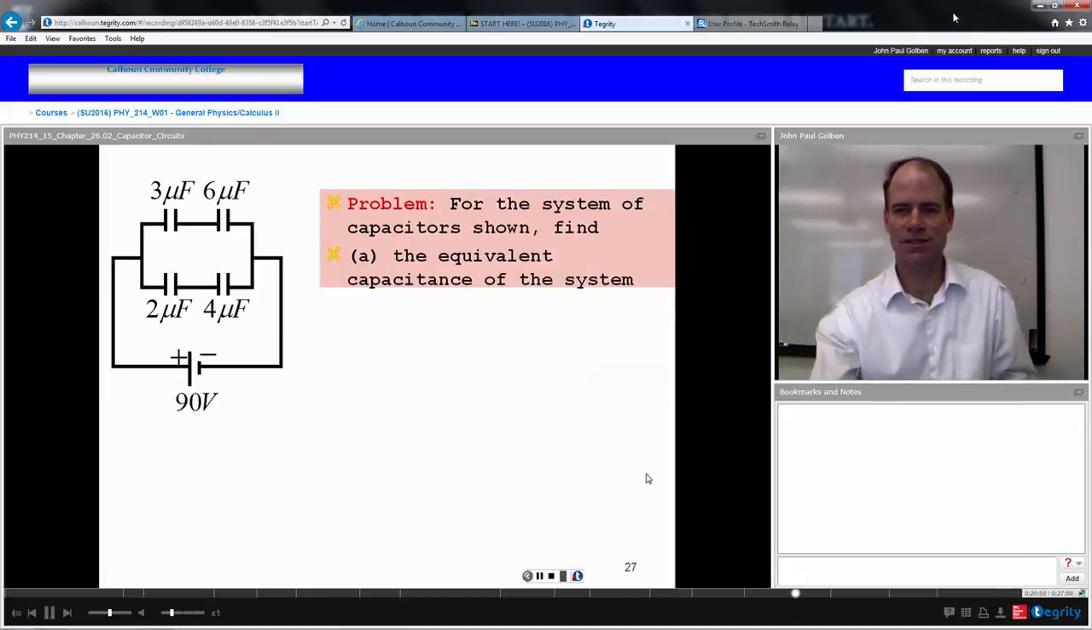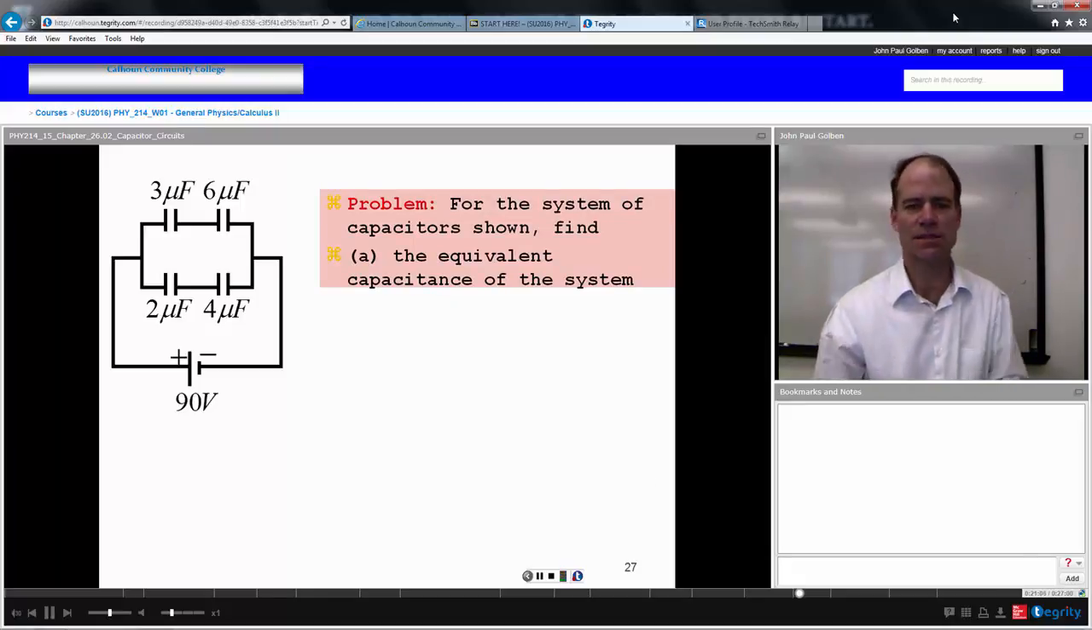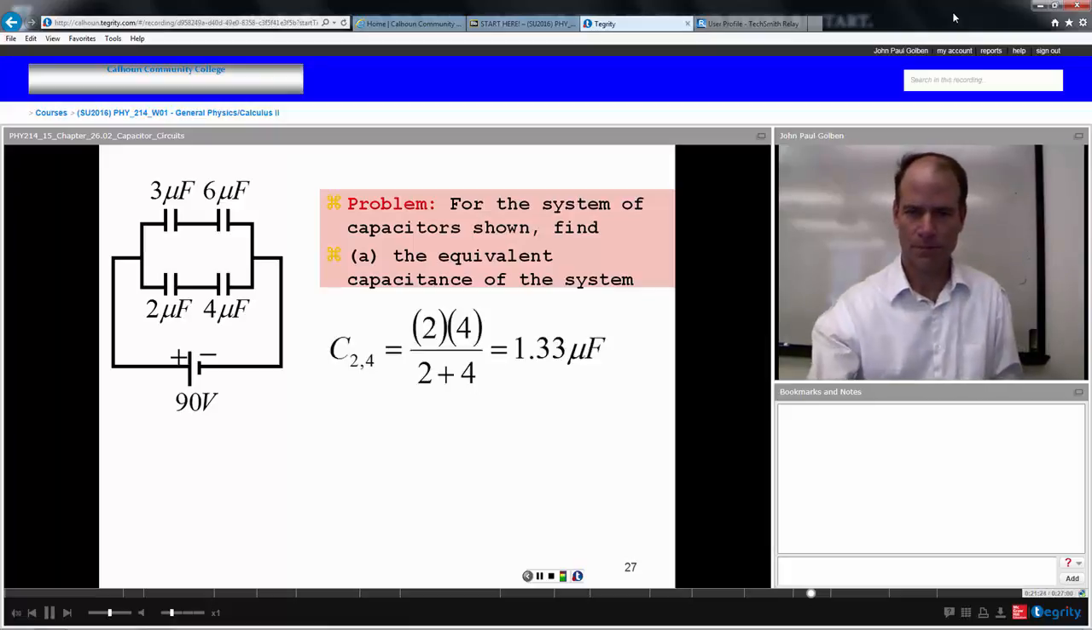Let's try another circuit. For the system of capacitors shown, find the equivalent capacitance of the system. We're looking at this. There's no two devices in parallel, but we have this series combination of the 3 and 6 and a series combination of the 2 and 4. And there's only 2 of them, so we can do product over the sum. For the 2 and 4, it's going to be 2 times 4 over 2 plus 4.